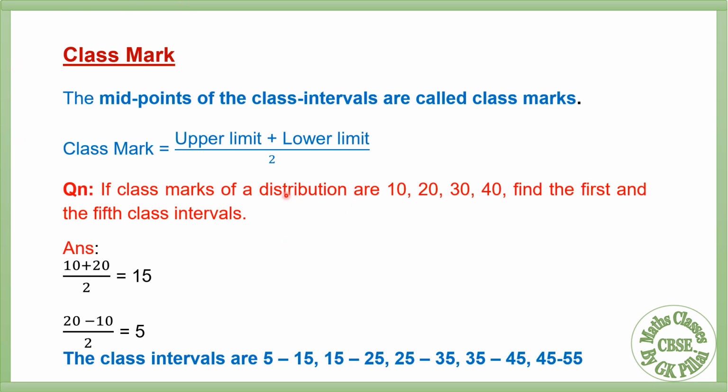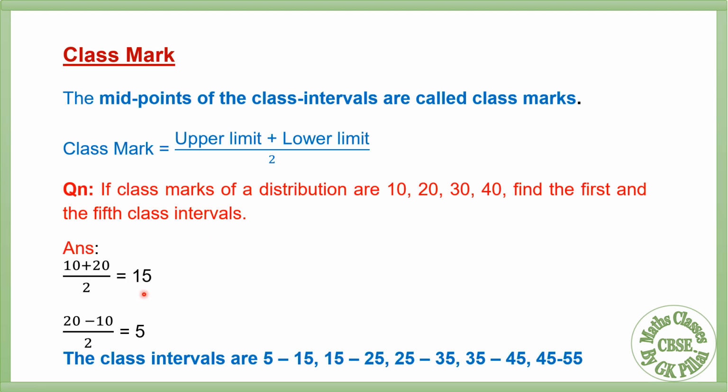Now, this is an important part. Class mark I have discussed in the previous sums. Midpoint of the class interval are called class marks. Class mark will be upper limit plus lower limit upon 2. I have given a question here relevant to this. If class marks of a distribution are 10, 20, 30, 40, etc., find the first and the fifth class intervals. From the class mark, you have to find the class interval.